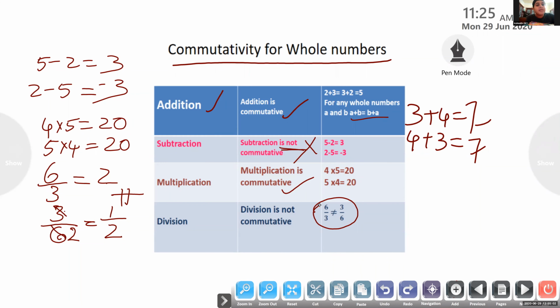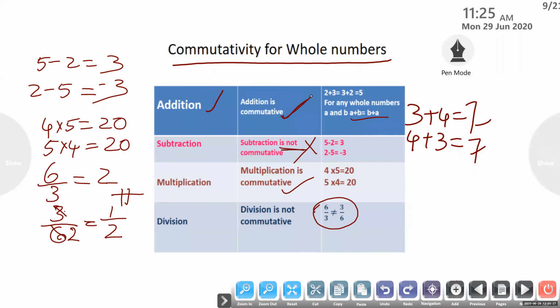Ma'am, can you explain everything once more? Okay. Listen. I am going to explain once again. Addition is 2 plus 3 equal to 3 plus 2 equal to 5. When we add two whole numbers in different order, you are getting the same answer. So we can say that addition is commutative.